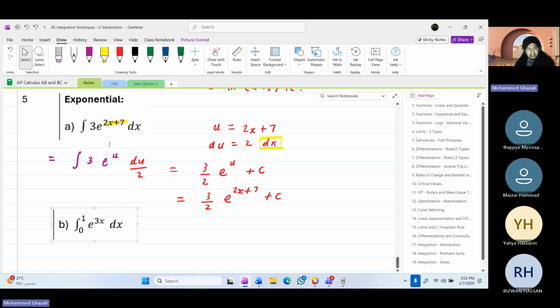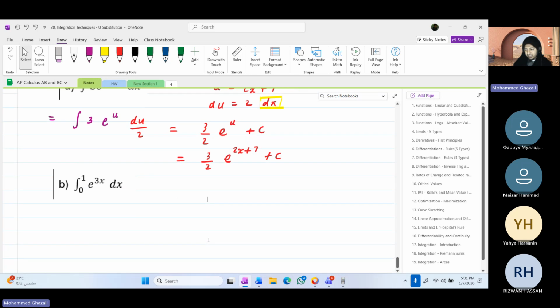see, you just integrated something like this. What happened? Look at this. I don't want to go through the entire process of u substitution. See, think about just integrating e to the power 2x plus 7. Don't worry about the 3. What was your answer? It was e to the power 2x plus 7 over 2. So obviously over here is going to become e to the power 3x over 3.